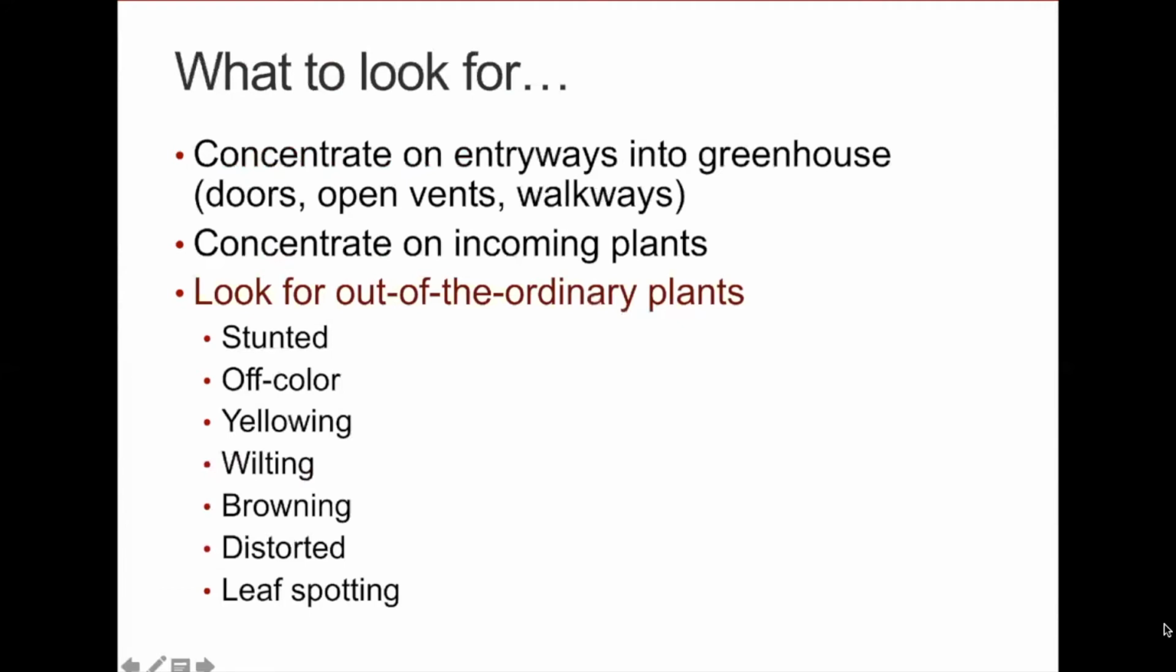We have yellowing, wilting. Wilting is when the plant just looks like it's dry and it looks like it's drooping, and it loses vigor and it becomes very limp. So you would also be looking for wilting, browning of the foliage. Maybe it's distorted. Maybe it just looks different from all the other plants that are growing straight out. Maybe it's curling. And then you also look for leaf spotting, and that's just like different spots on the foliage that aren't normal for that specific plant species.